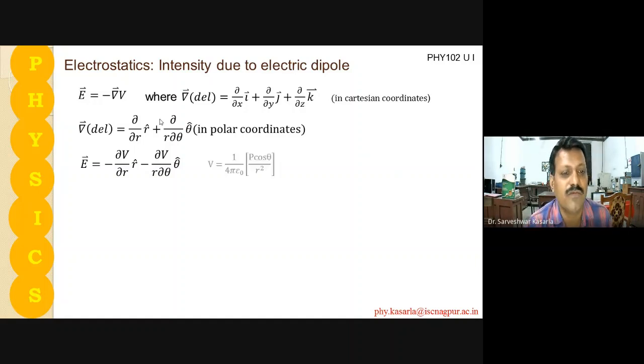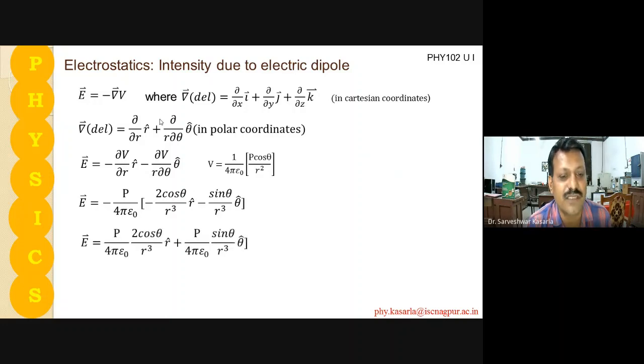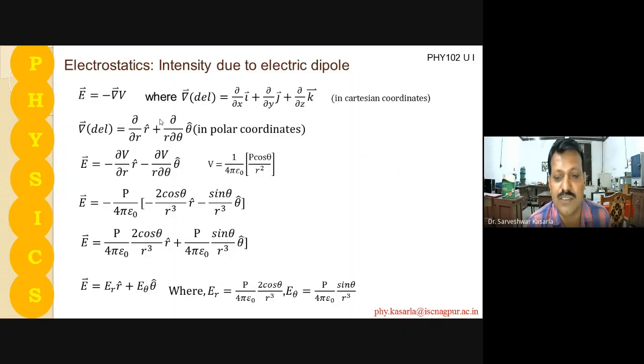Now, if you put the value of V like this, then you will get the expression for intensity like this. After solving the partial differential equations, we have this equation. Again, there are two parts: one is the R part and one is the theta part. So ER is the radial part, E theta is the tangential part. ER is equal to P upon 4 pi epsilon 0 into 2 cos theta upon R cube. E theta is equal to P upon 4 pi epsilon 0 into sin theta upon R cube.